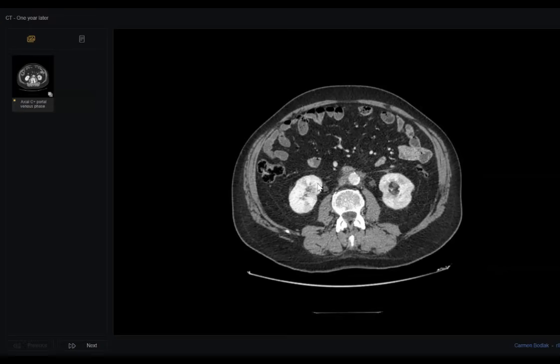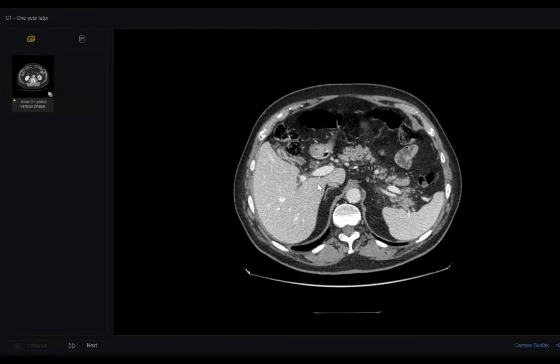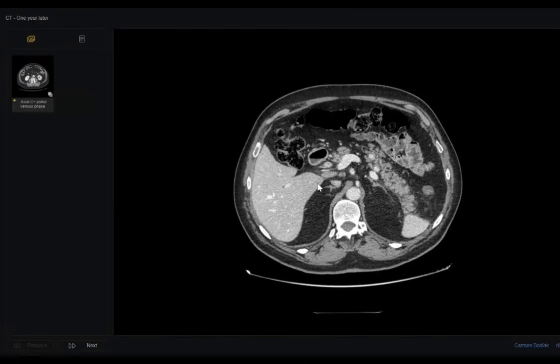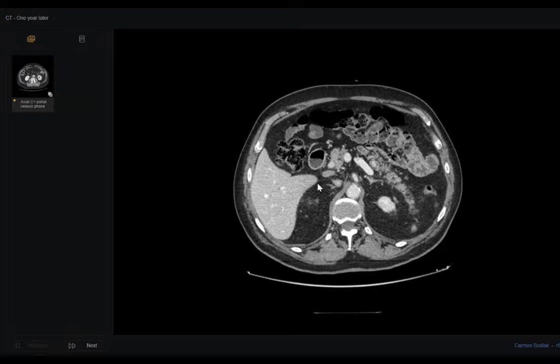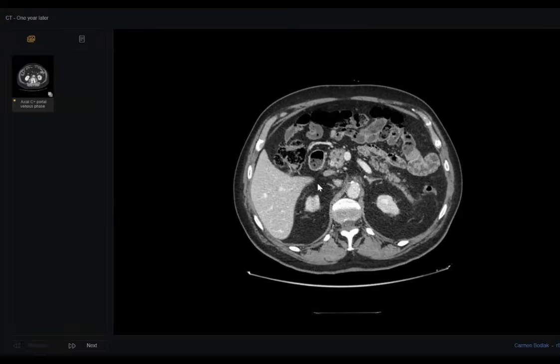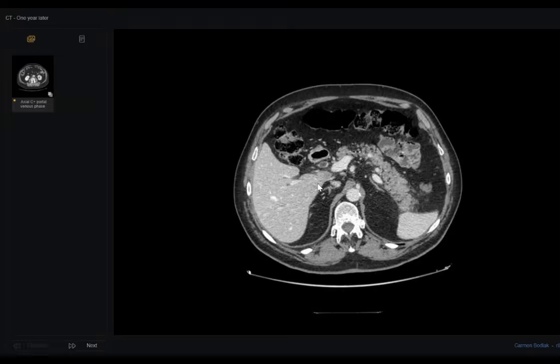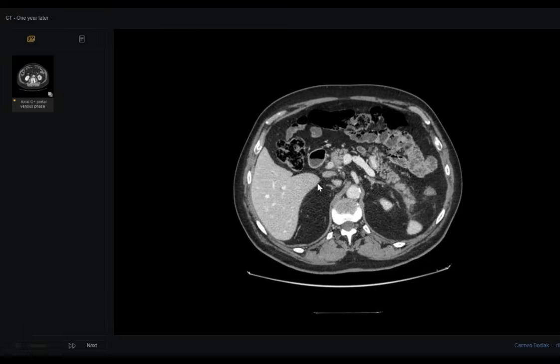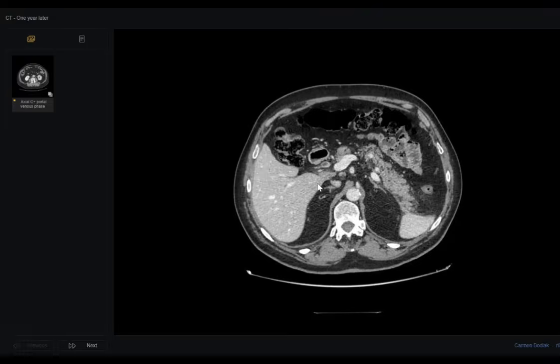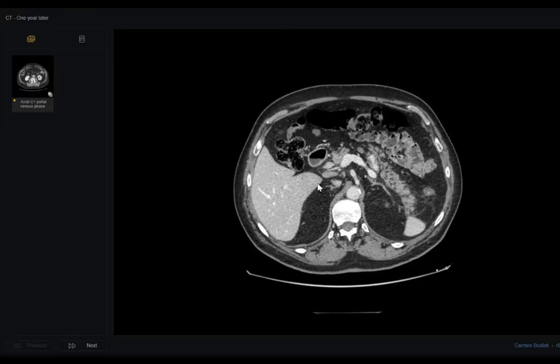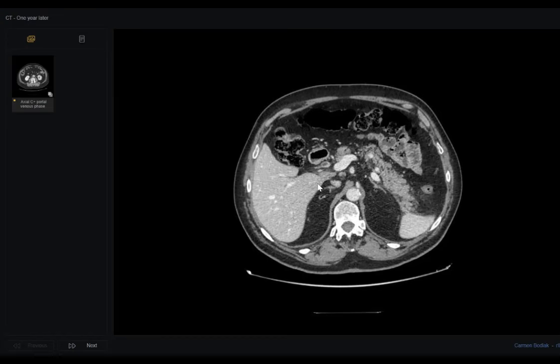Look here. What happened? Look here. What happened here? This is the 1 year follow-up of the patient. Look at this slice. I do not see this soft tissue surrounding the aorta.